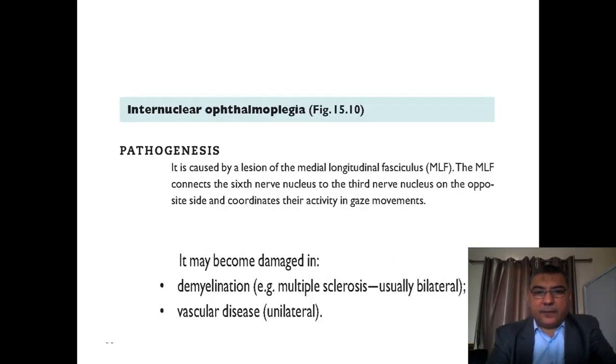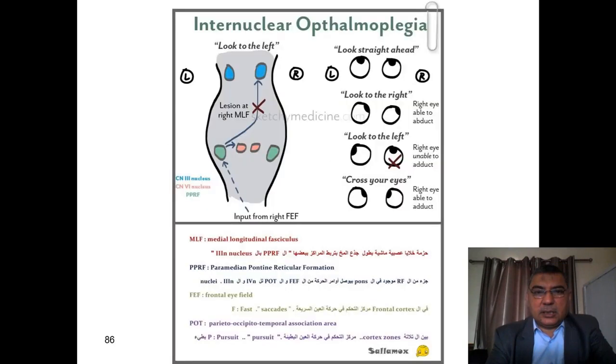Also, this is a graph that shows the gaze palsy and the internuclear ophthalmoplegia. It is a lesion of the medial longitudinal fasciculus.